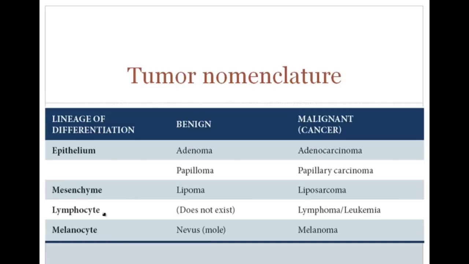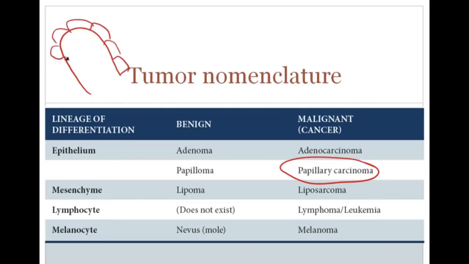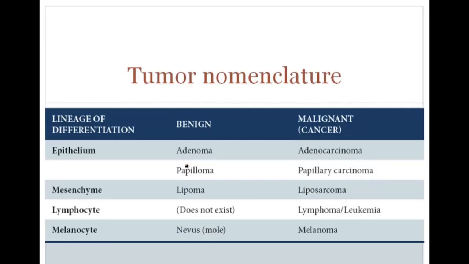And a malignant tumor of epithelium, when it produces glands, is called an adenocarcinoma. A benign tumor of epithelium, when it creates papillary finger-like structures, is called a papilloma. And a malignant tumor of epithelium, when it creates papillary finger-like structures, is called a papillary carcinoma. And what do I mean by papillary finger-like structures? Well, it basically means that you've got this growth of epithelial cells that overlie a connective tissue core with a blood vessel in the center. And so those are papillary growths, and papillary growths, when they're benign, they're called papillomas. When they're malignant, they're called papillary carcinomas.